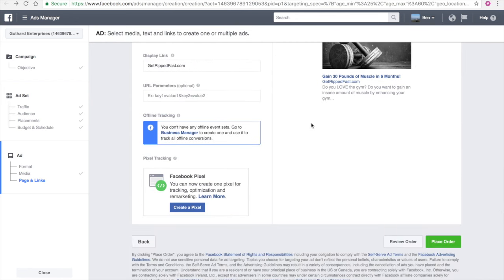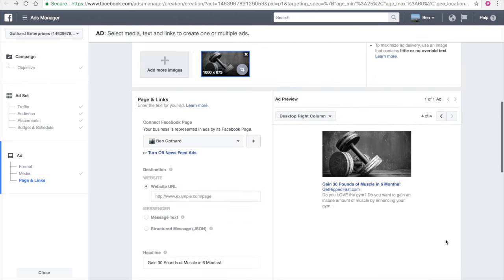And then snag your pixel and stick it in your website if you can, because that's going to help you track information. I'm not going to get into it too much, but the pixel is important. And then you're going to want to place your order. So this is going to wrap up our case study.